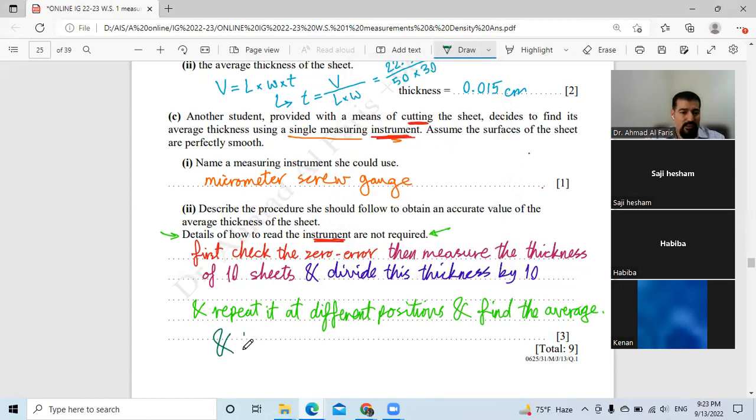And do not tighten on the sheets, because if I press them, it will give a small reading.